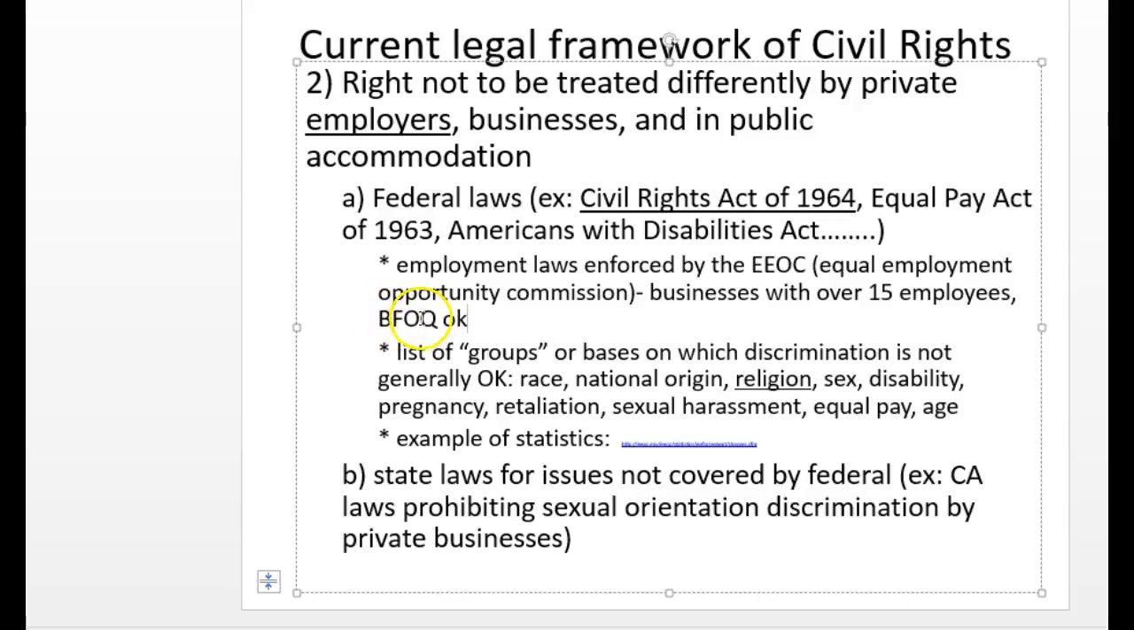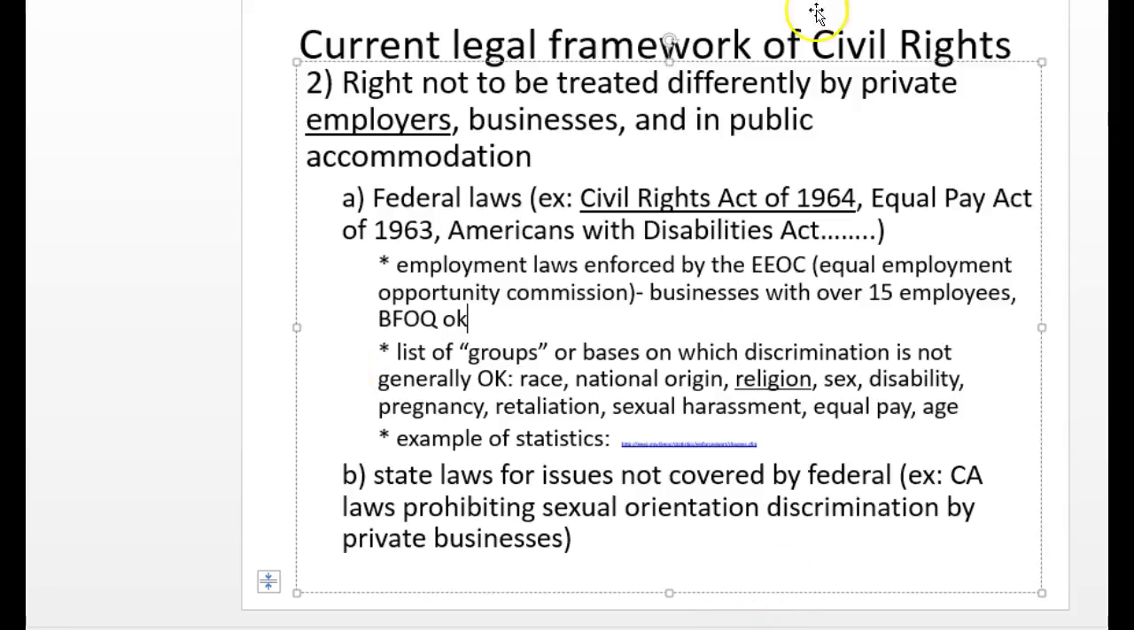It's a bona fide occupational qualification. Now, the way that the law works is that it sets up a list of groups or bases on which discrimination is not okay under the law. These include race, national origin, religion, sex, disability, pregnancy, retaliation, sexual harassment, equal pay, and age. Things that are not on that list are not considered discrimination that has legal ramifications at the federal level.